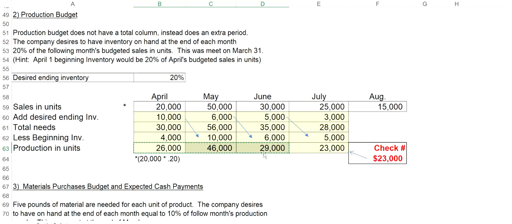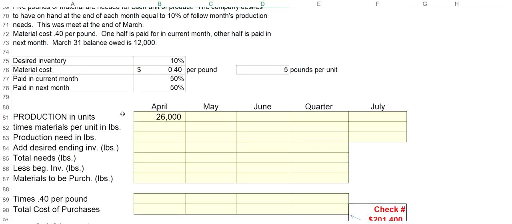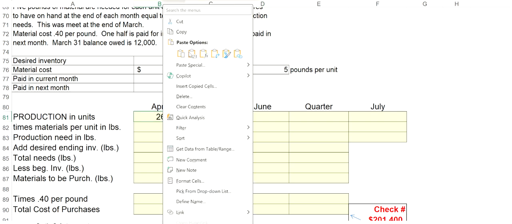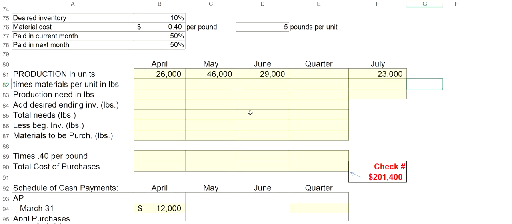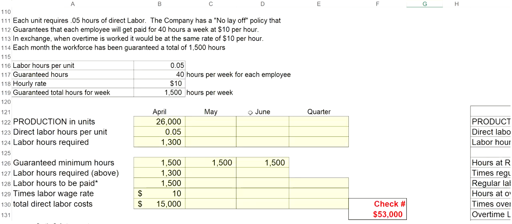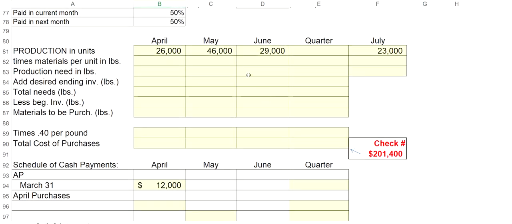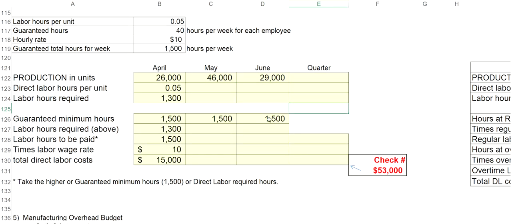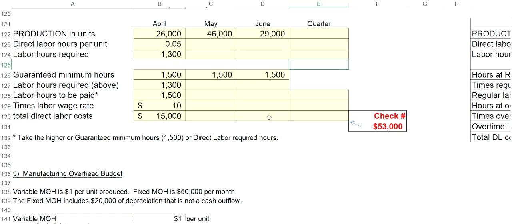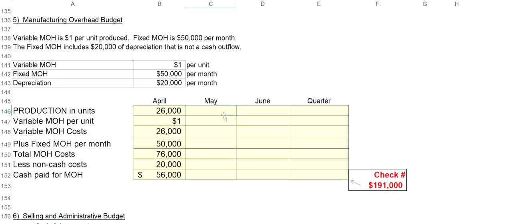So I'm going to copy the production in units. I'm going to go to budget 3, the materials budget, and I will fill in the 23 for July. I will then go to budget 4, the direct labor budget, and I will fill in the 26, 46, and 29. I will then go to the manufacturing overhead budget and also fill in the 26, 46, and 29.